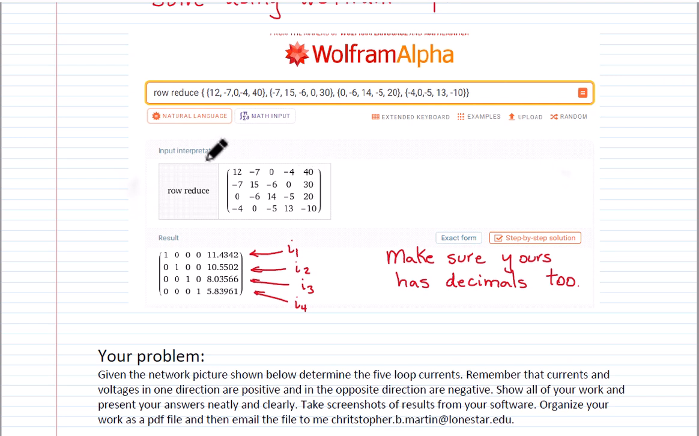And so you can look here and see, is it correct? And then when it does the row reduction, it puts it in Gauss-Jordan form. Make sure that you select yours to not have fractions. I want decimals. Those are easier to look at. And those are our currents 1, 2, 3, and 4. So that's a sample for what to do and how to do it.